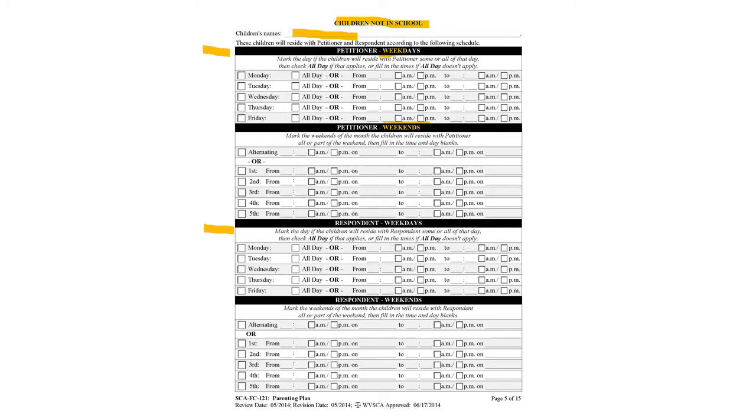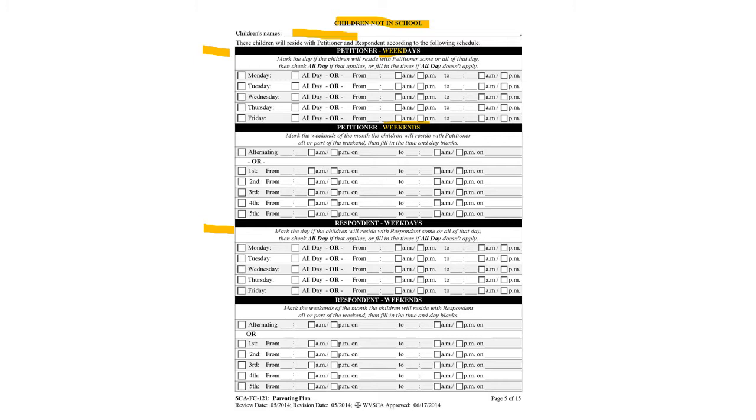Mark the weekends of the month the children will be with the petitioner, all or part of the weekend, then fill in the time and the day blanks. The third box is to decide what parenting time the respondent will have on weekdays. Mark the day if the children will be with the respondent some or part of that day. Check all day if that applies, or fill in the times if the all day does not apply. The fourth box is to decide what parenting time the respondent will have on weekends. Mark the weekends of the month the children will reside with the respondent all or part of the weekend, then fill in the time and day blanks.